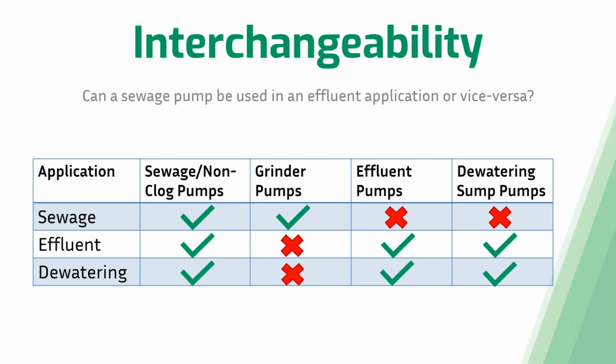And then lastly, we have dewatering applications. You can use a non-clog pump, you can use an effluent pump, you can use a sump pump. But again, we would not recommend utilizing a grinder pump, mainly because you're not going to be grinding up anything. Grinder pumps tend to be a little bit more expensive than some other types of pumps. And so you'll really just be paying more money on a pump that's not going to really be doing what it's designed to do.